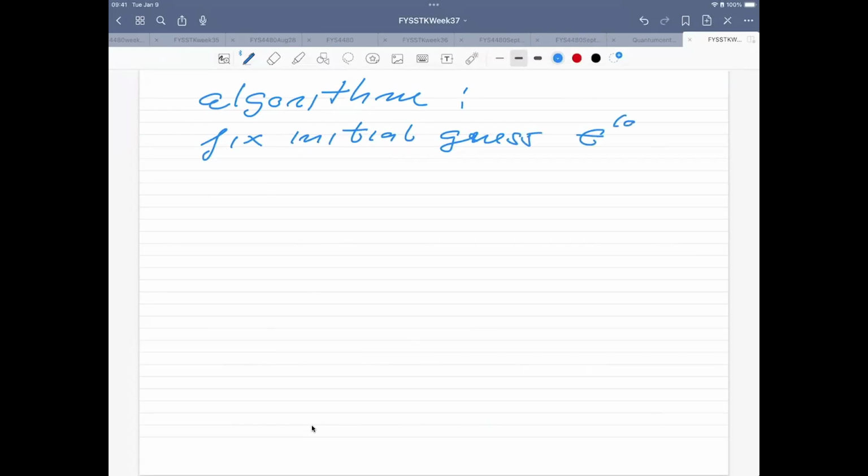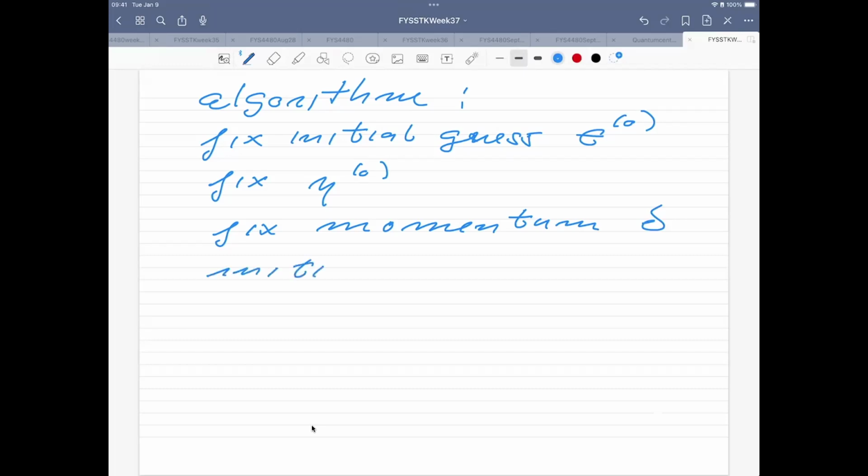Guess for theta 0. You would fix the initial value for eta 0. And then you would also fix this momentum value. So this becomes just a parameter you need to play around with. And then we are going to initialize a vector v, v0 here.